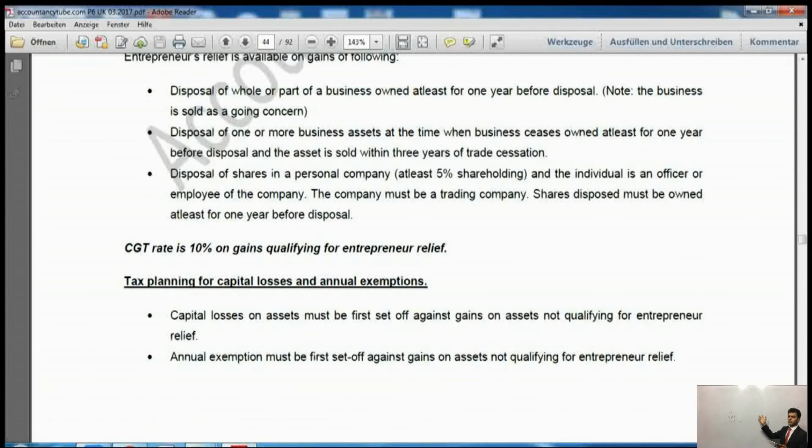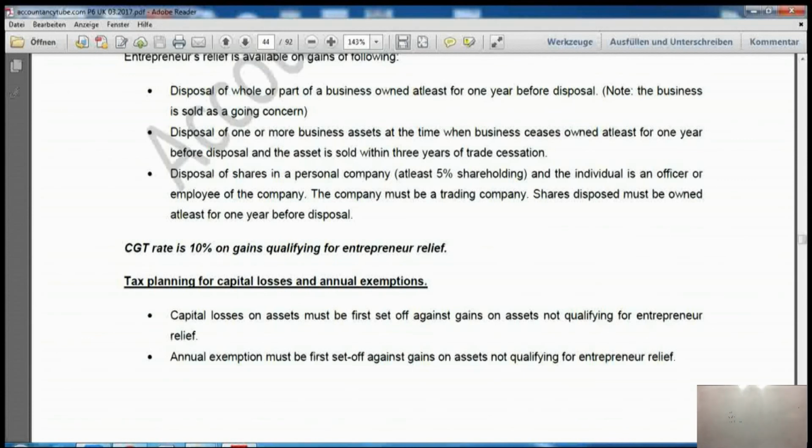So, say for example, if I've sold a piece of land or a laptop, but I incurred a loss, that is a capital loss. Now, a capital loss can be set off against future capital gains. While setting off against future capital gains, you have a choice. While making the choice, please make sure to set it off against the assets which are not qualifying for entrepreneur relief. If you set the losses against the assets which are qualifying for entrepreneur relief, I hope that you will appreciate the fact that you are saving less tax, because you would have paid tax at the rate of 10% on that. But if you are setting it off against the assets which are not qualifying for entrepreneur relief, then you are saving more tax.